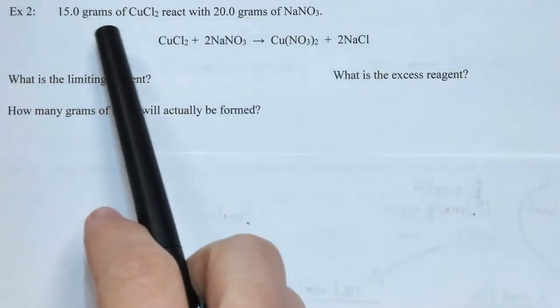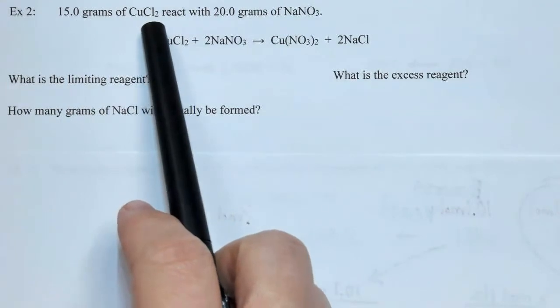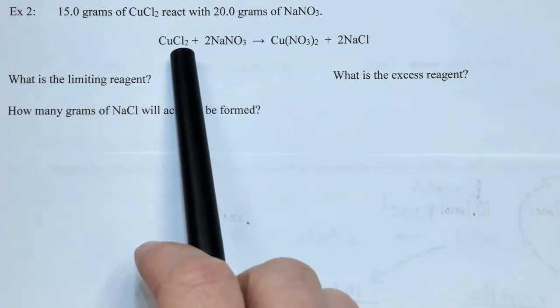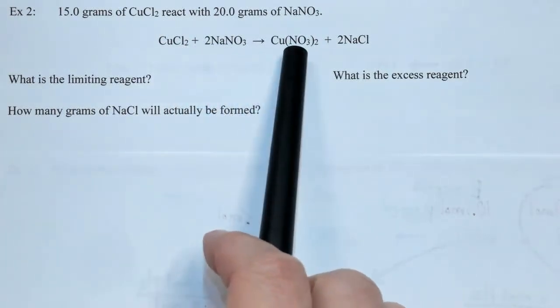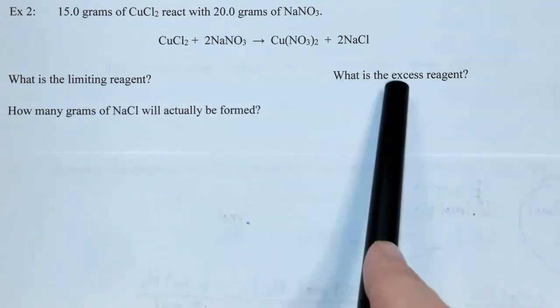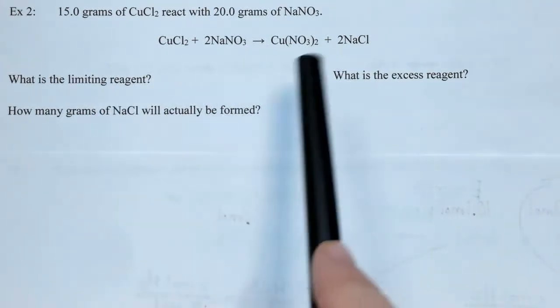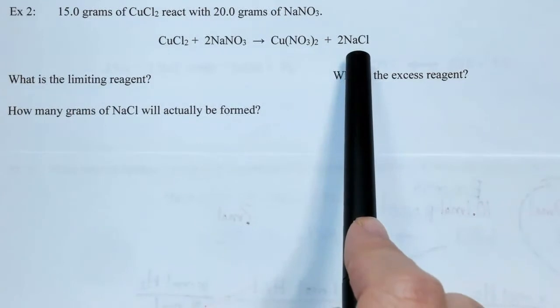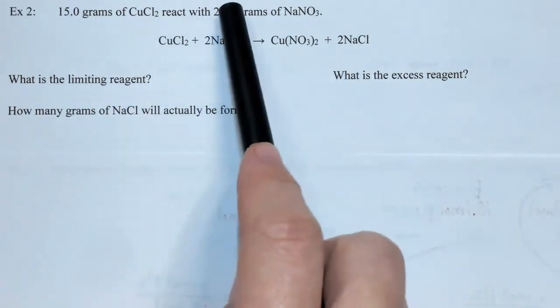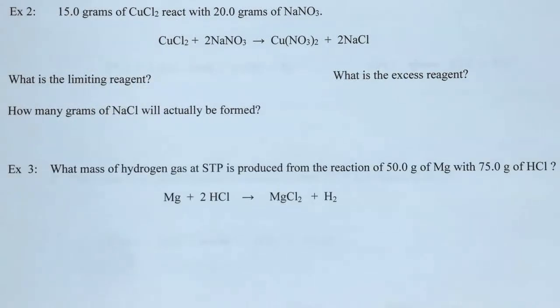Example number 2, 15 grams of copper chloride react with 20 grams of sodium nitrate. Here's the equation, copper 2 chloride plus sodium nitrate yields copper 2 nitrate and sodium chloride. What is your limiting reagent, what is your excess reagent, and how many grams of sodium chloride are actually going to be formed? Notice we have two givens. That means you have to do two sets of proportions.